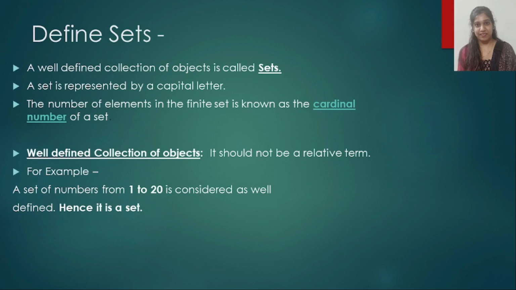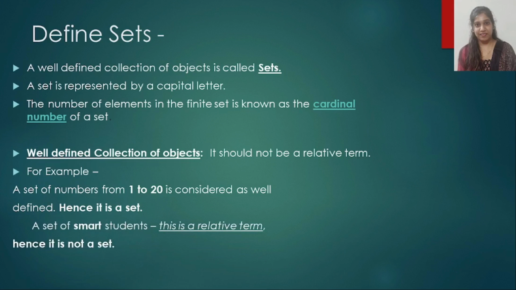Okay. So first let us concentrate on what a well-defined collection of objects is. I have written here that it should not be a relative term. Let us take an example. A set of numbers from 1 to 20. Now this is considered well defined. Why? Because it is defined. I have said that there are numbers from 1 to 20. It is not infinity. So this is a set of 1 to 20 numbers: 1, 2, 3, 4 till 20. So this becomes a set.